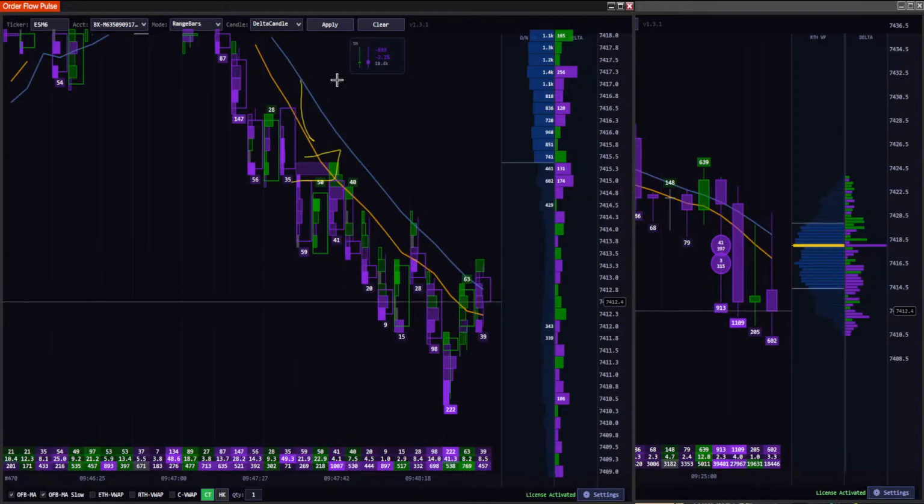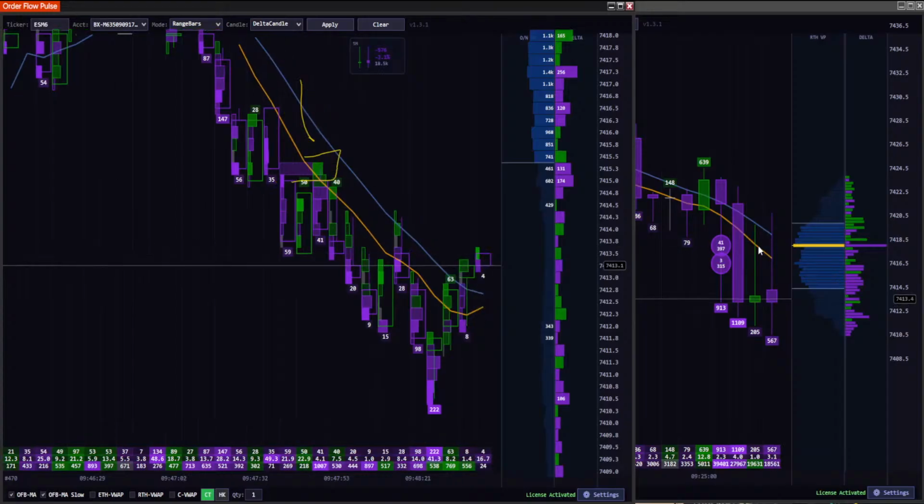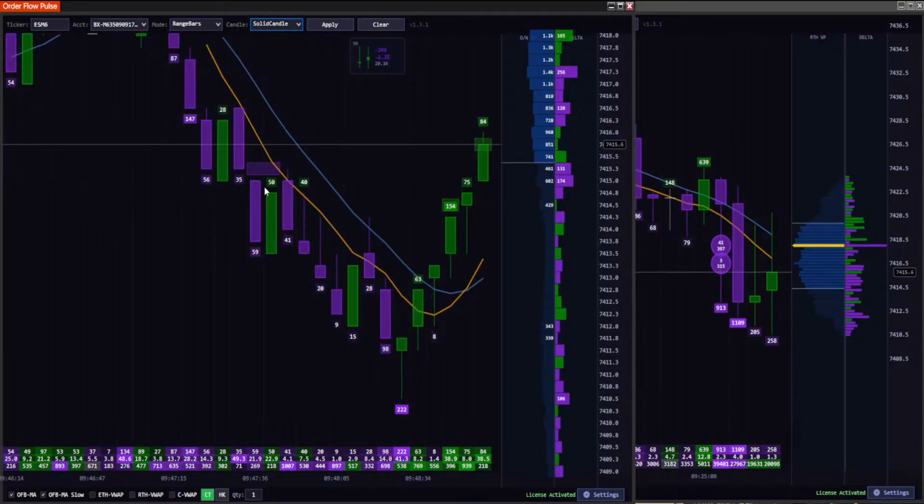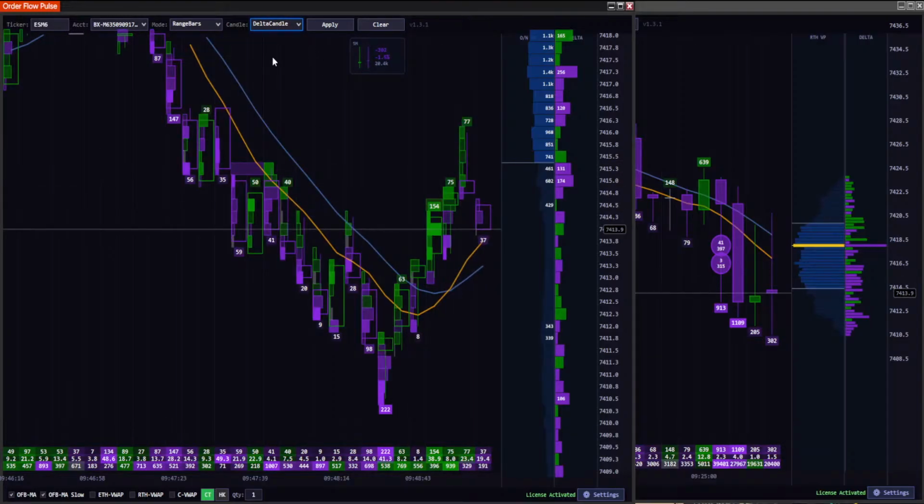Moving averages are separated. The only thing is I don't like all these wicks on the 5 minute, but if you did get in on that, you could easily have gotten yourself about $100 on that trade. That's the kind of stuff that I'm looking at. Let's not look at the delta here. Let's look at solid candles. Actually, I kind of like having the delta, to be quite honest.